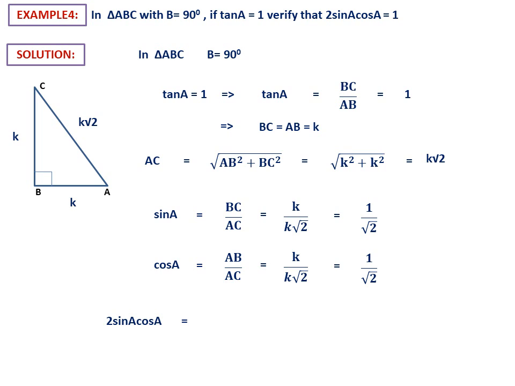Now, substitute 2 sin A cos A equals 2 into, first one is 1 by root 2, into, second one, cos A is also 1 by root 2. What is 1 by root 2 into 1 by root 2? It is 2 in the numerator, 2 in the denominator, and 2 into 2 cancels. Therefore, it is definitely 1. This is what we wanted to show, verify. This is example 4. Let us proceed.